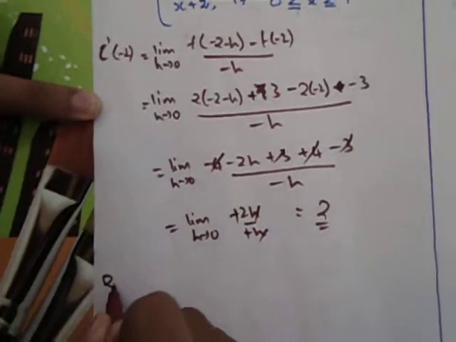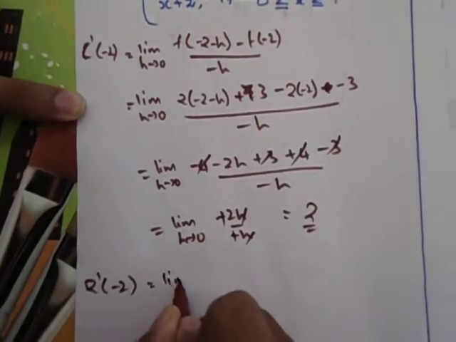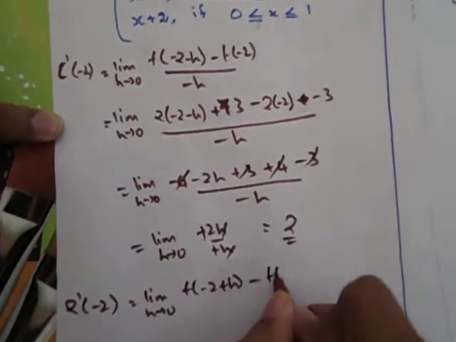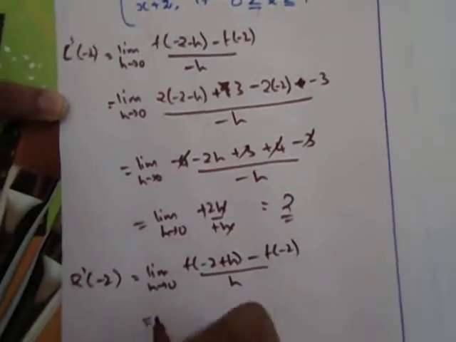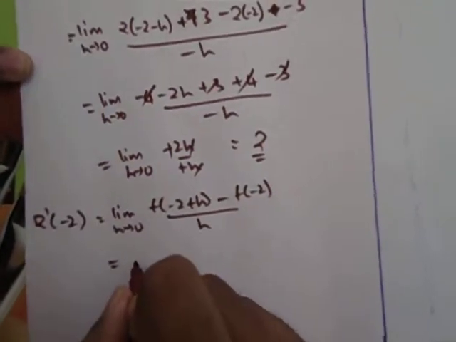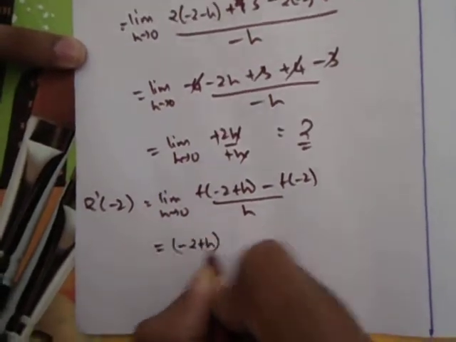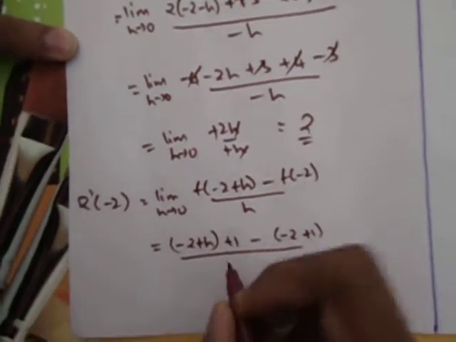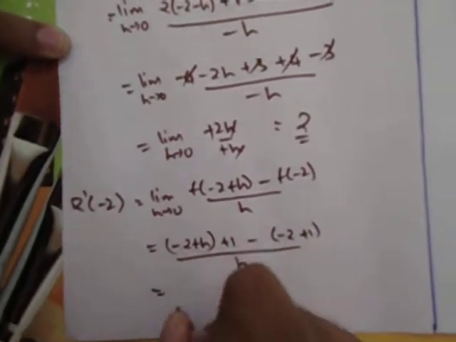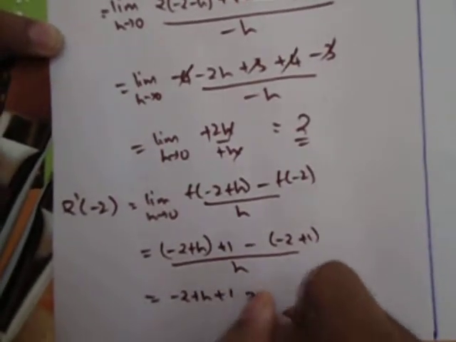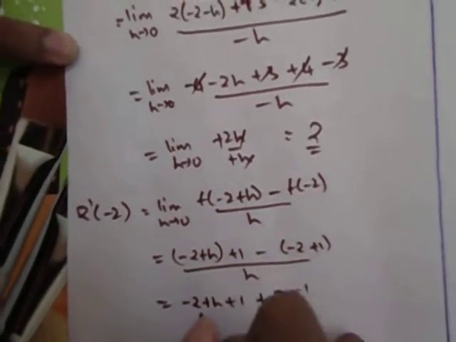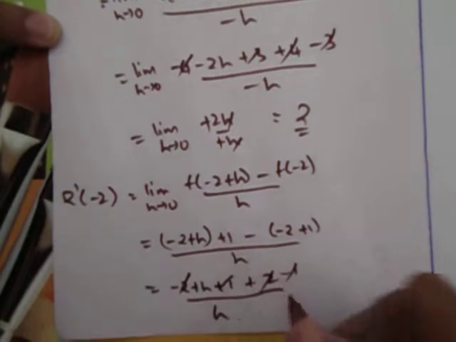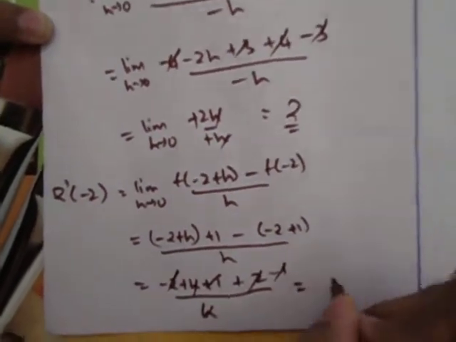So the right derivative at -2 is equal to limit h tends to 0 f of -2 plus h minus f of -2 by h. So this gives us -2 plus h plus 1 minus -2 plus 1 by h. So this is -2 plus h plus 1 plus 2 and minus 1 by h. So -2 and plus 2 get cancelled, 1 and -1 get cancelled, h and h also get cancelled, so it is 1.